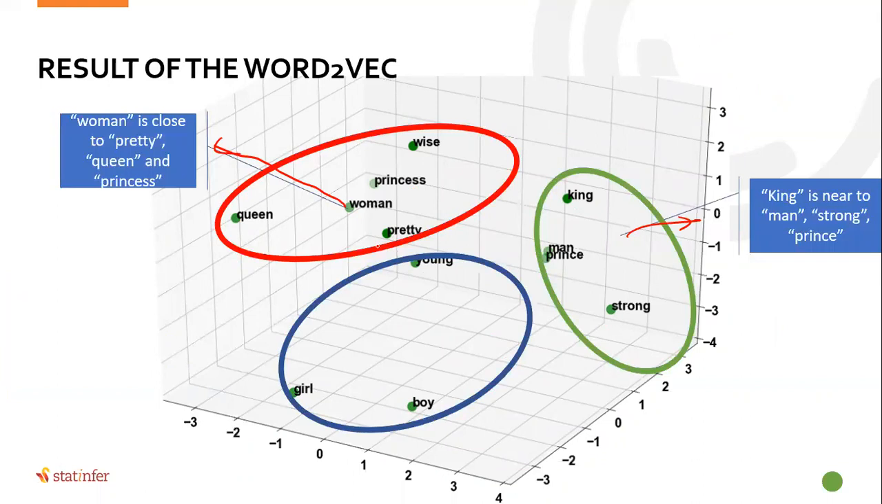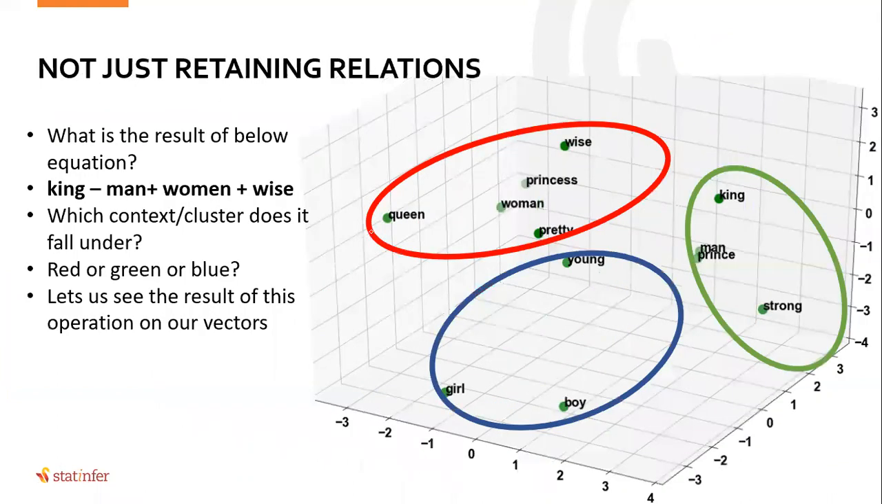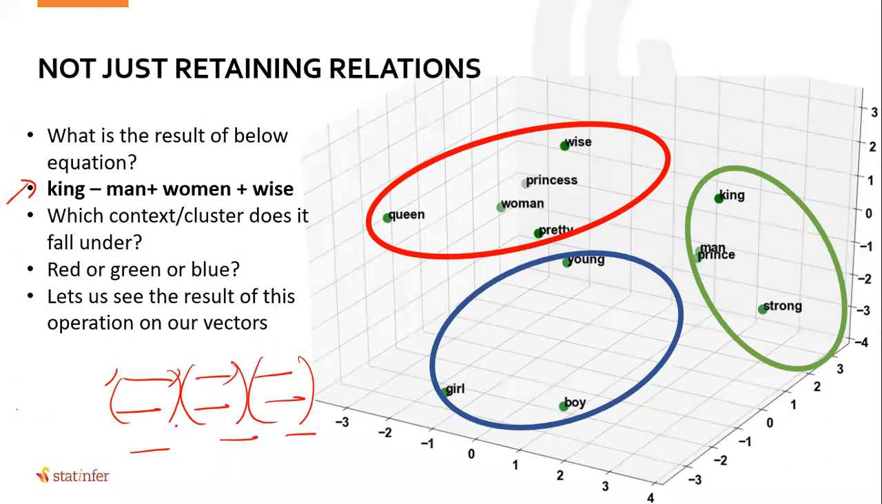Not only that, it will even give you some surprising results. Look at this. I have a king vector, which is a numerical value. I can subtract man vector from there, because king minus man in text it is not possible, but king is three numbers here for you, man is three numbers here, king minus man, you can do this math, isn't it? That will give you three numbers here.